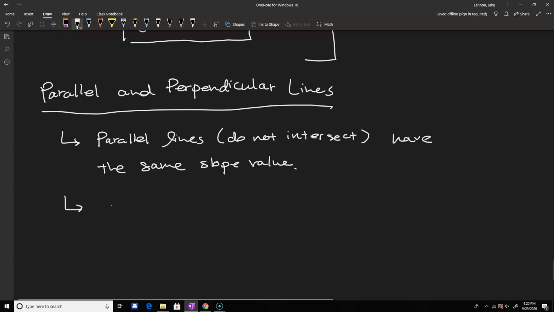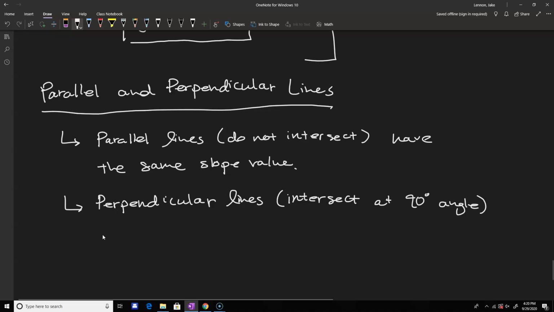Whereas if we look at perpendicular lines, what does a perpendicular line mean? A lot of people will say, oh, these are lines that intersect. No, it's more complicated than that. These are not lines that just intersect. They have to intersect in a special way. They have to intersect at a 90-degree angle. Their slopes also have a special relationship. They have slopes that are opposite reciprocals.